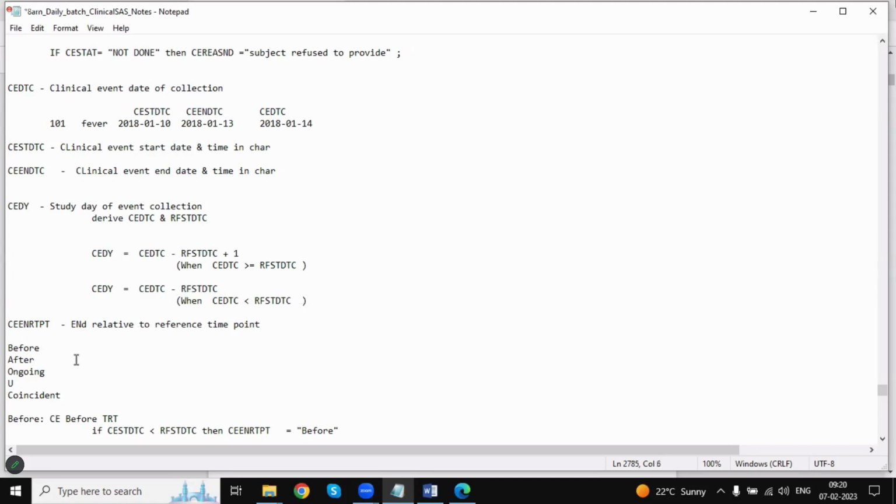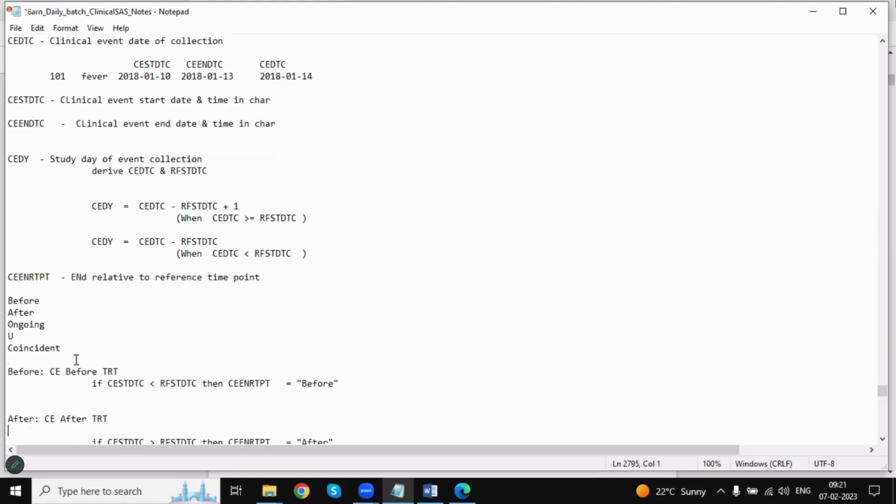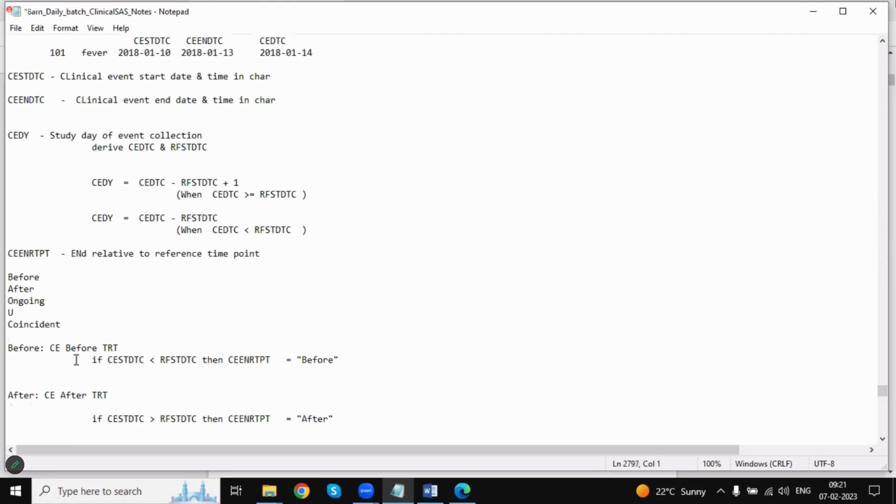Okay, and this relative reference time point. In the image domain we discussed, and in the AE domain we also discussed, the same relative reference time point. So we're going to get observations like before, after, ongoing, unknown and coincident. When it is before, for example, if a clinical event happened before the treatment, generally it won't occur. Maybe the program data was captured wrongly, but a clinical event or side effect means it will come after the treatment only, right? So mostly it will be after.